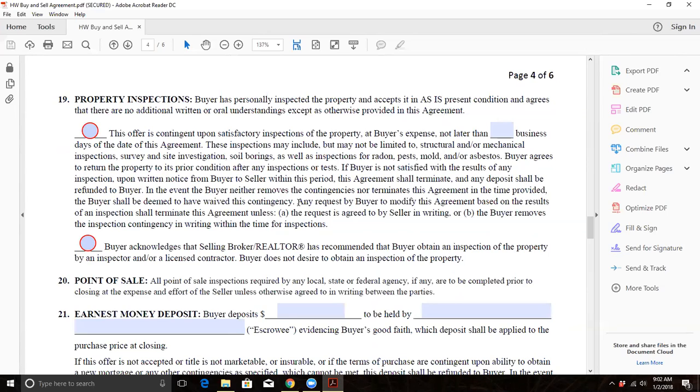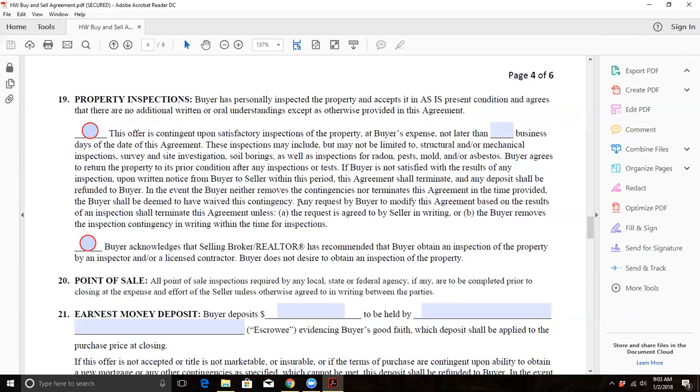Another interesting thing here, this language: any request by buyer to modify this agreement based on the results of an inspection shall terminate this agreement unless A, the request is agreed to by seller in writing, or B, the buyer removes the inspection contingency in writing within the time for inspections. So basically, if a buyer comes back and says, I want $5,000 off of this deal because of a bad roof, and my seller says no, then it's going to terminate the agreement.